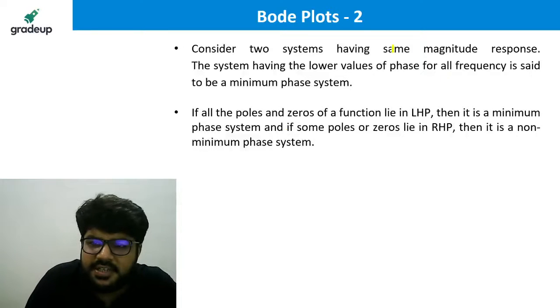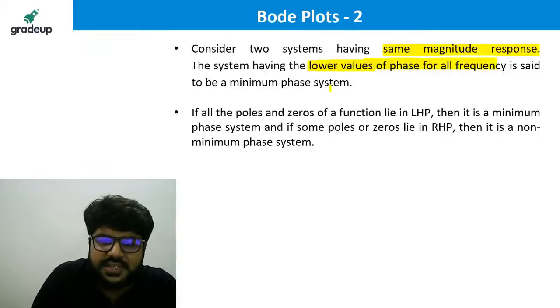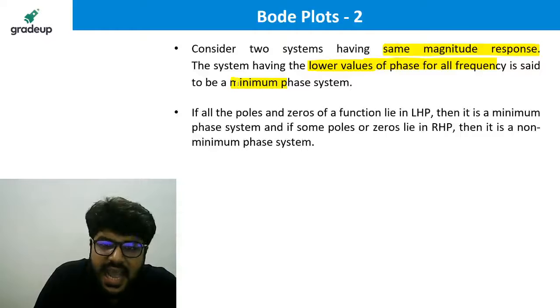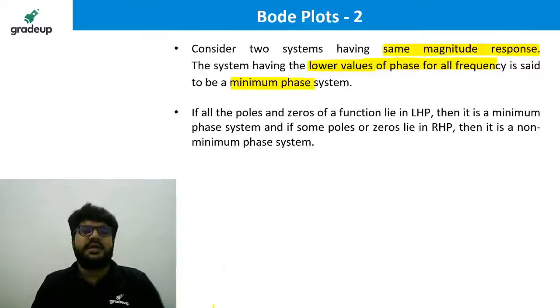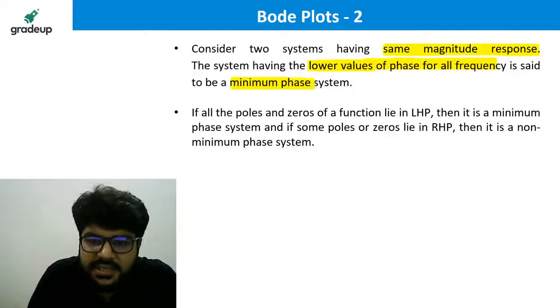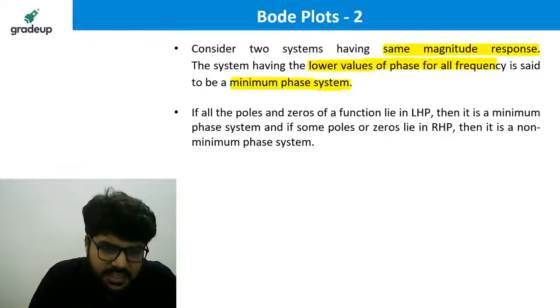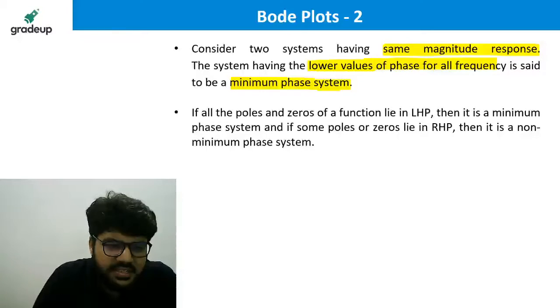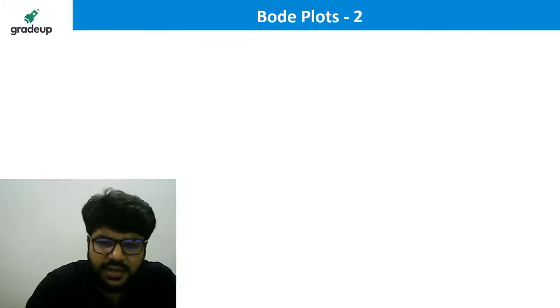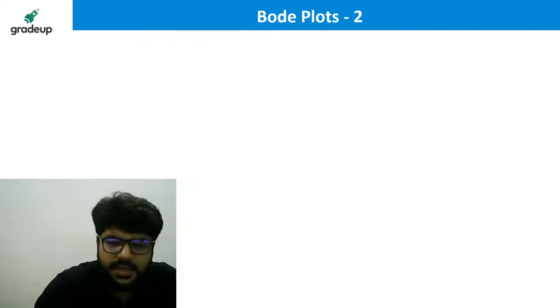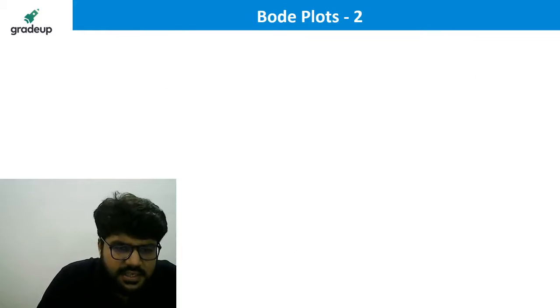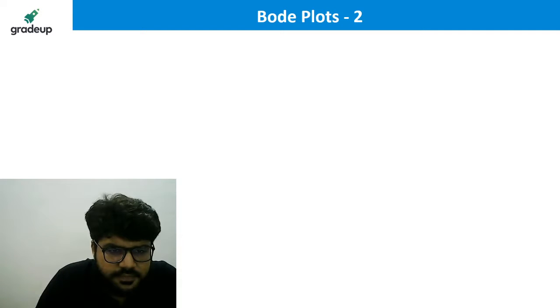Consider two systems having the same magnitude response. Now, how is the comparison done using the same magnitude response? The system having the lower values of phase for all frequencies is said to be a minimum phase system as compared to the other system. Which one is minimum phase here? The first one. The first one is said to be minimum phase, right? I'll just write down one more point here.